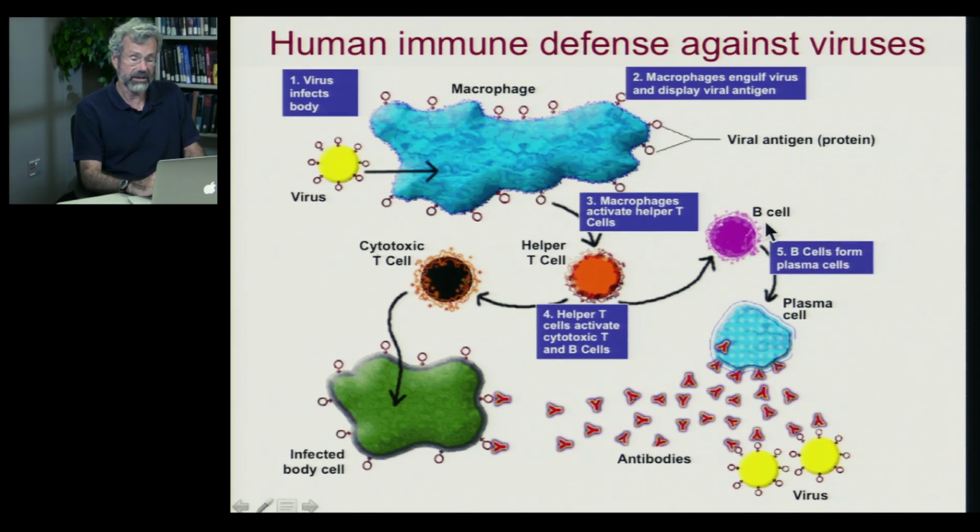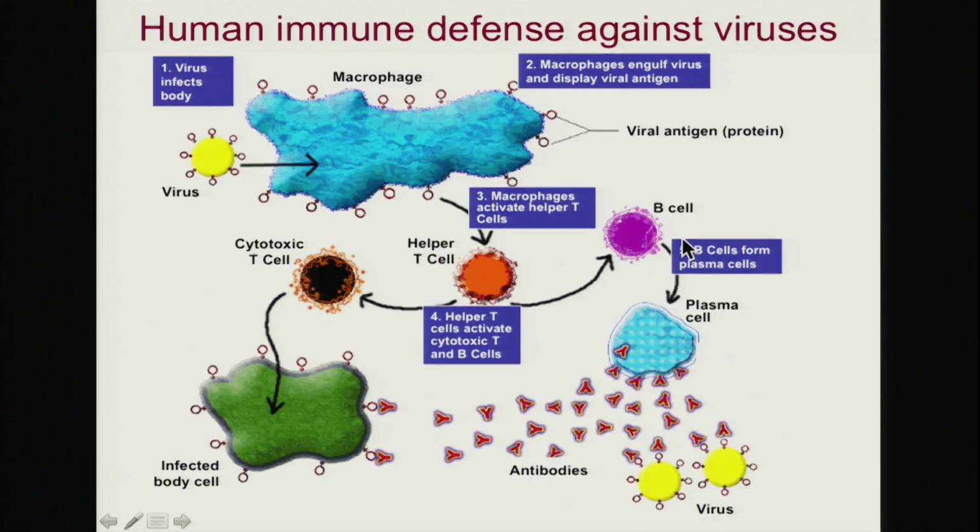So the B cells form plasma cells. So these are actually very active in producing yet another kind of cell called a plasma cell. And the plasma cells make antibodies. These are now proteins that are now ready to go out into the bloodstream, and they will start looking directly for viruses themselves, and they'll bind on to the viral antigen.